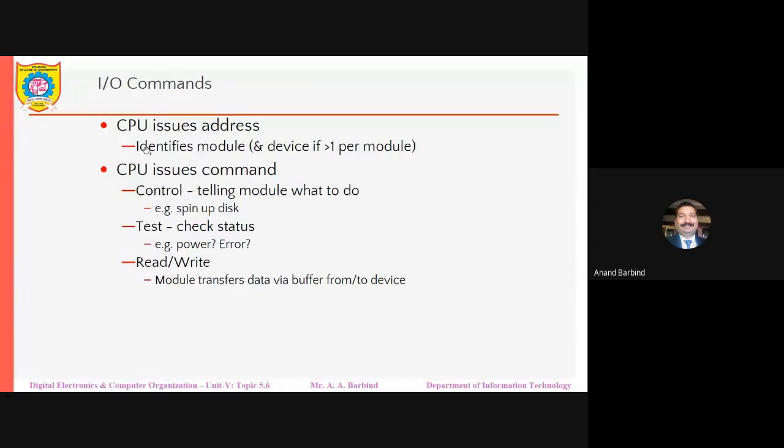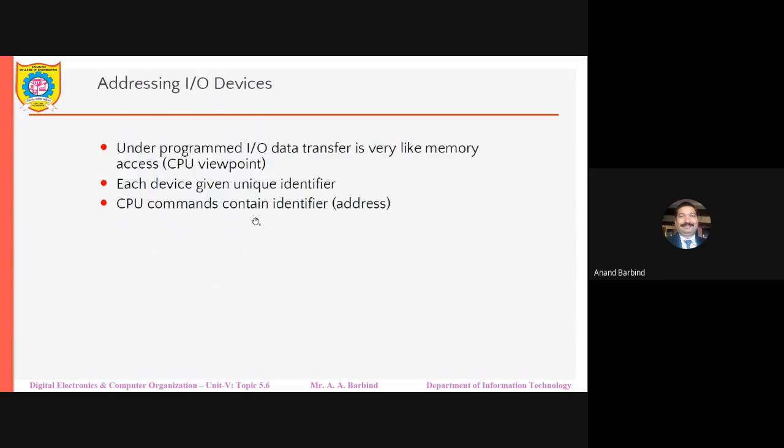Then IO commands need to be issued, and when these particular commands are issued, they differ for different devices. Then the IO needs to be addressed. Every input output port has a different, unique address, and usually the CPU gives that particular address in the case of programmed IO.